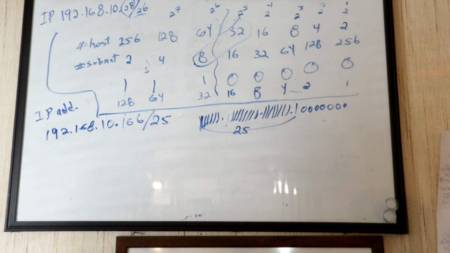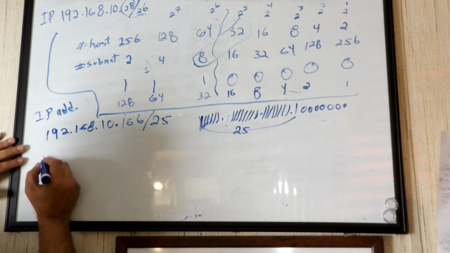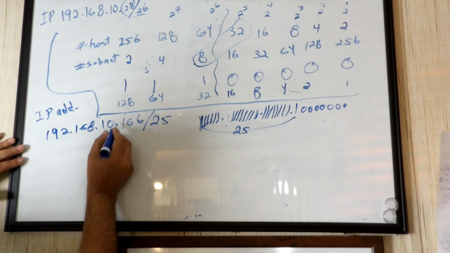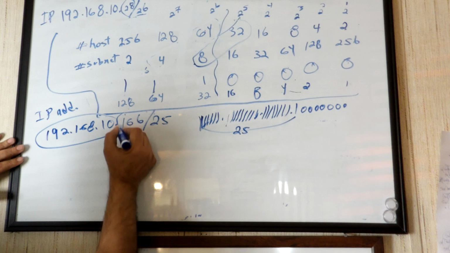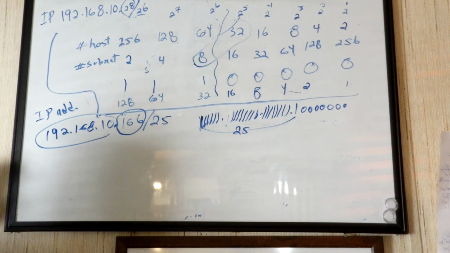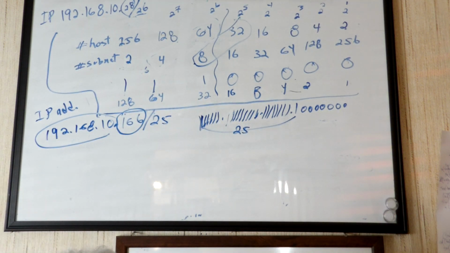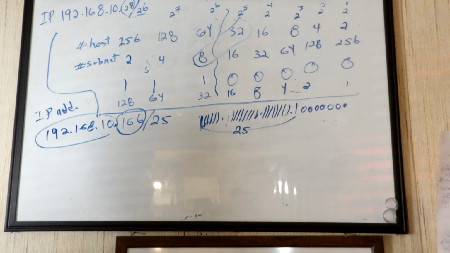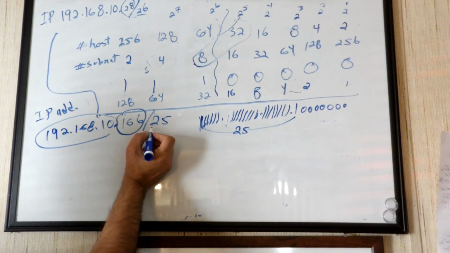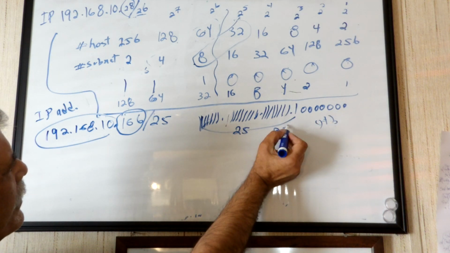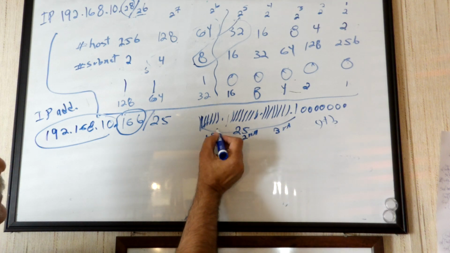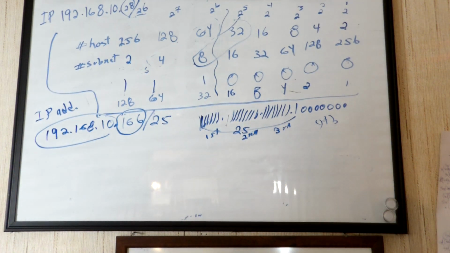Okay, we are going to find out the broadcast address, first host, and last host. We say /25 is in the fourth octet, so we have to deal with this 166. It's on the fourth octet: fourth, third, second, first. There are 4 octets. Each octet has 8 bits, so a total of 32 bits.